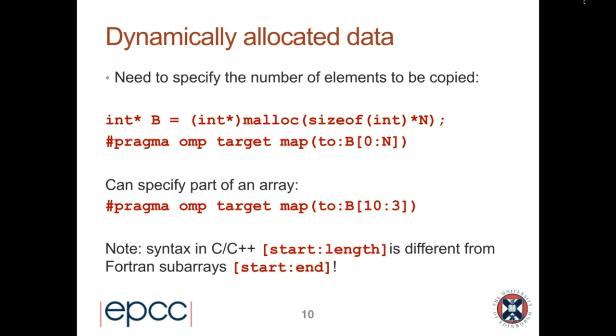Okay, so the start point is there because that allows you to specify a part of the array that's not starting at the zeroth element. So in the second example here, you can say, okay, map to B 10:3. So that starts at element 10 and maps three elements.